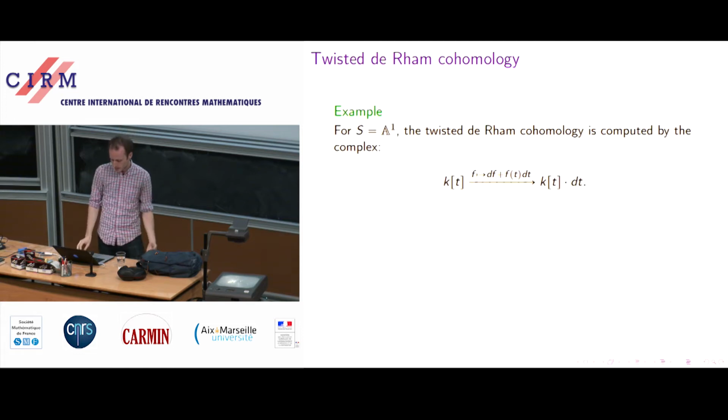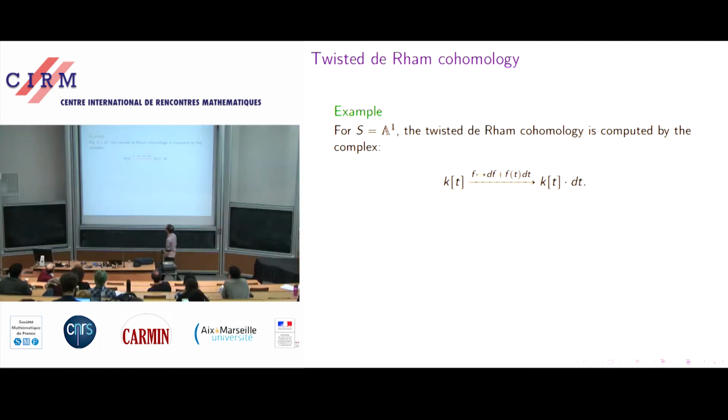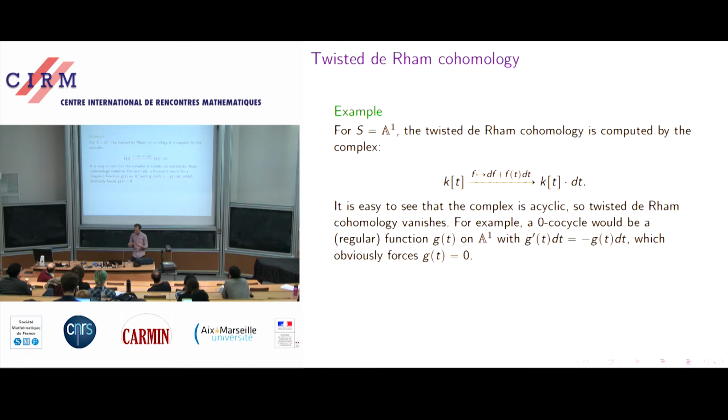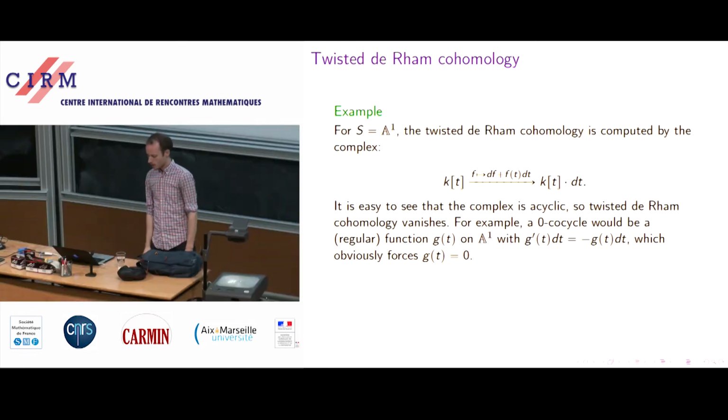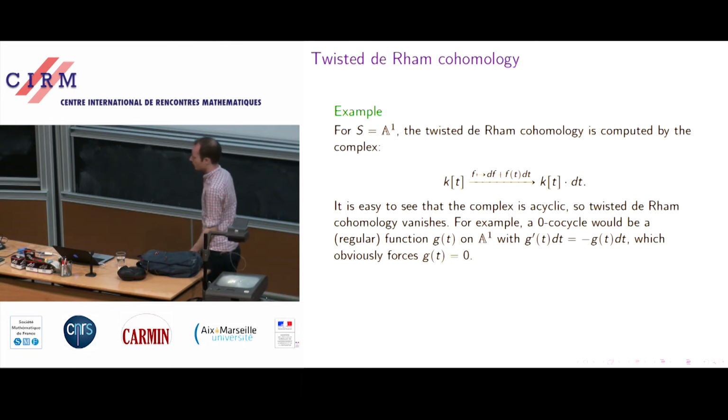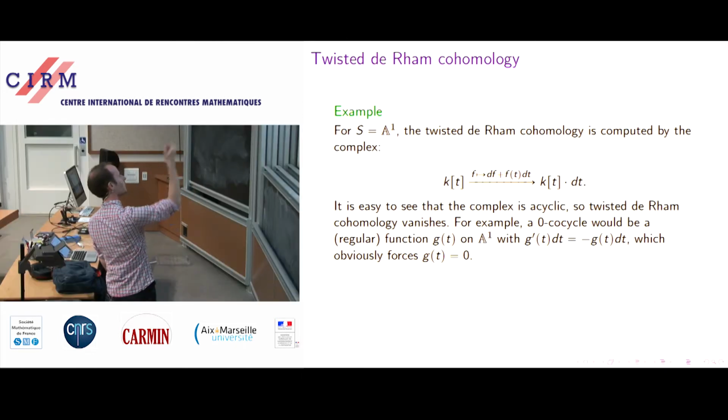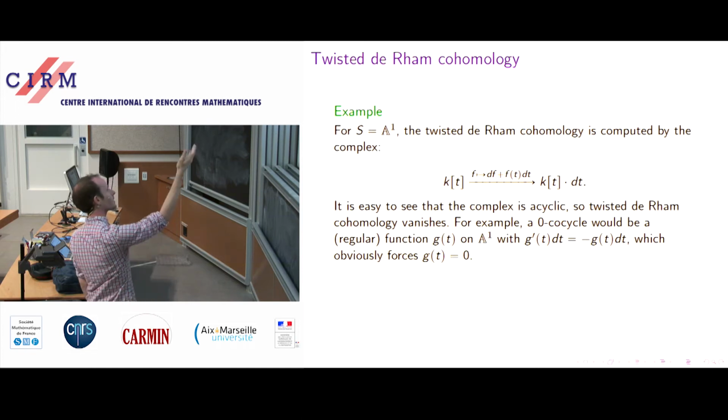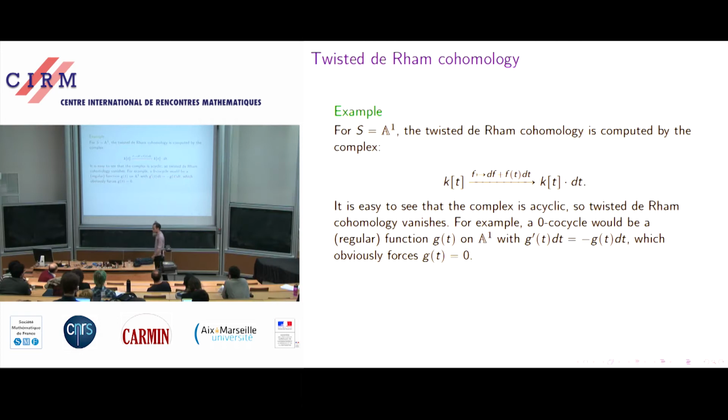So here's the most basic example. Suppose that S is equal to A1, and F is the identity map. In this case, the twisted de Rham cohomology is computed by this very explicit complex. And in fact, this complex is completely acyclic, and twisted de Rham cohomology therefore vanishes. Just as a first thing to get a feeling for it, there are no non-zero zero cocycles. Sorry, it's a bad phrase. If you had a zero cocycle, that would be a regular function on A1, so a polynomial function, with the property that its derivative is equal to minus itself.